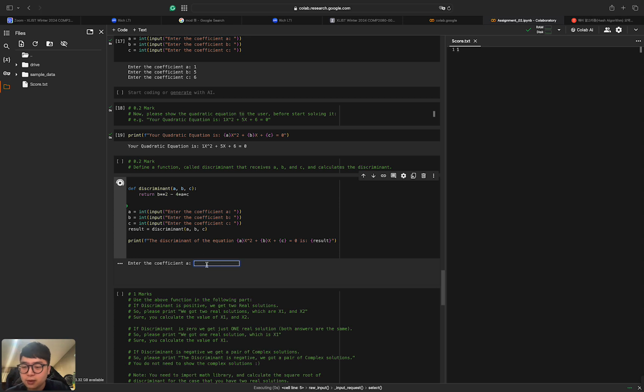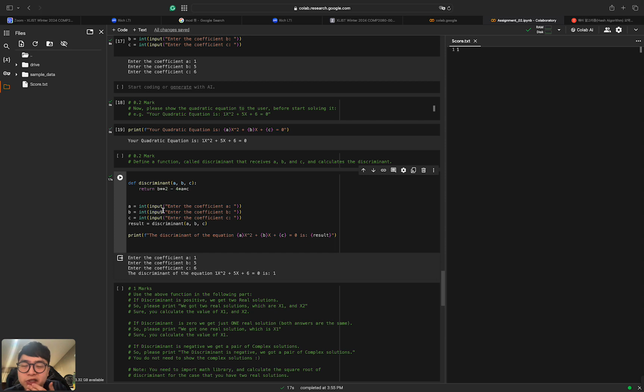It didn't require putting in the input again, but to make it better, I just put the repeated code here, because I was assuming it is better to look like this: 1x squared plus 5x plus 6 equals 0.